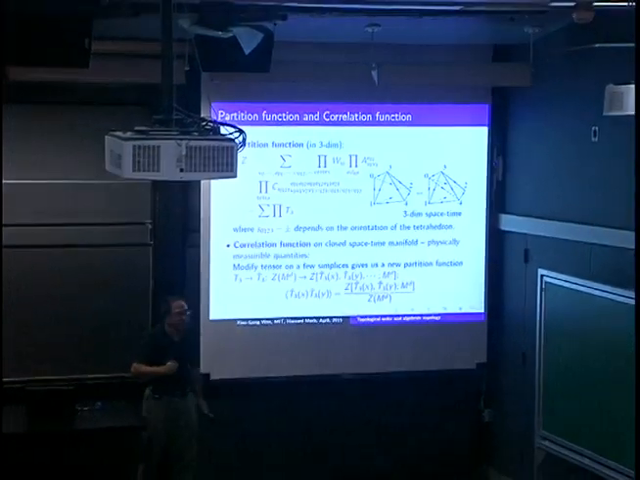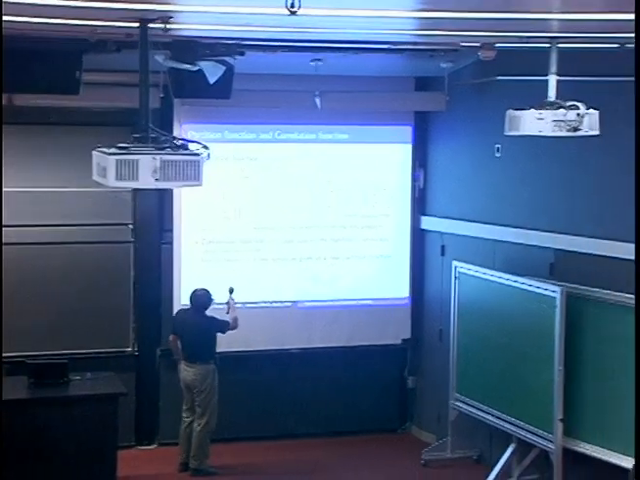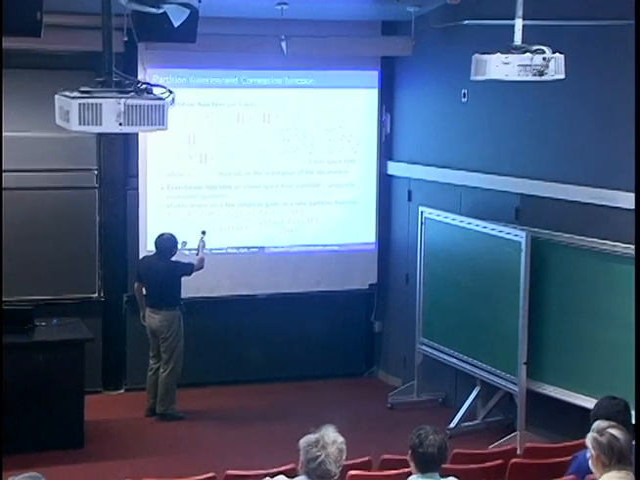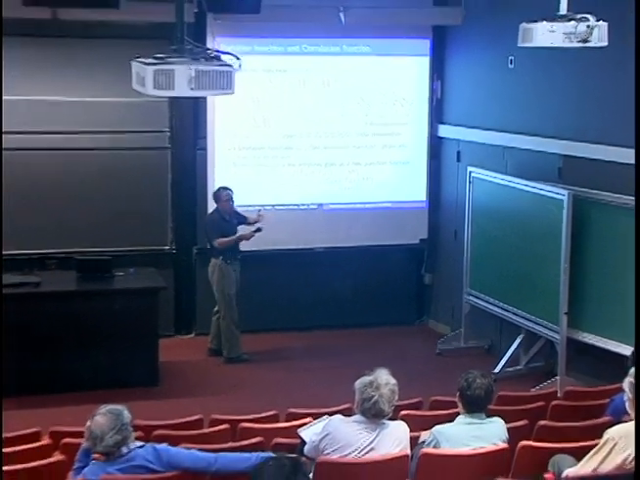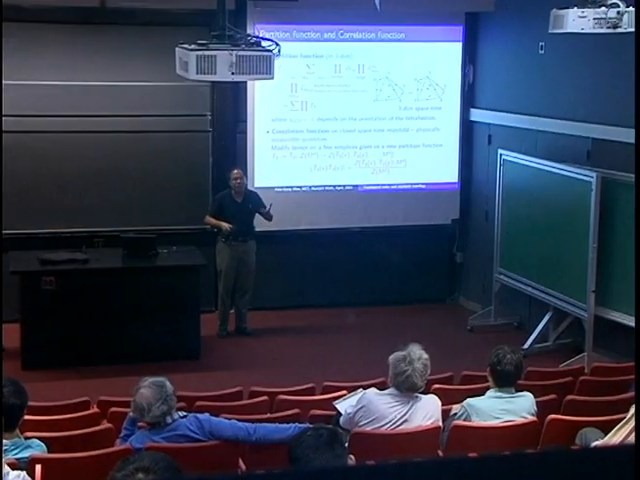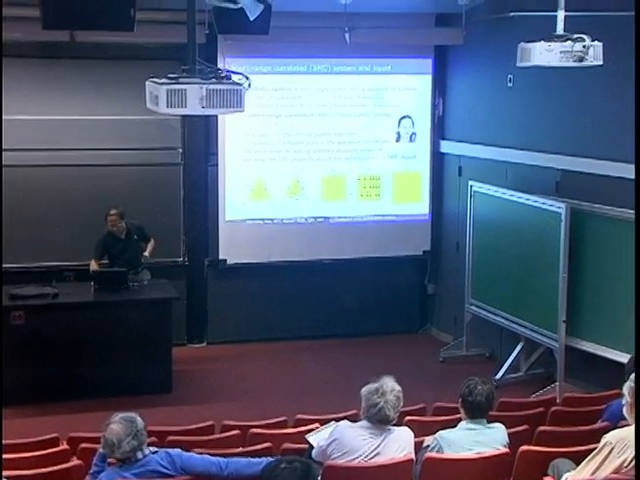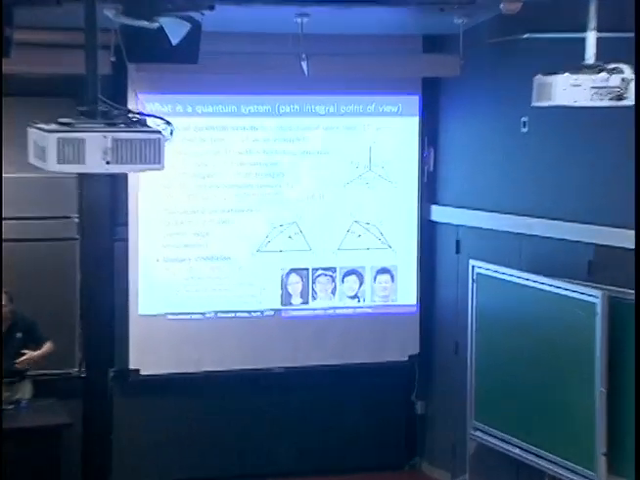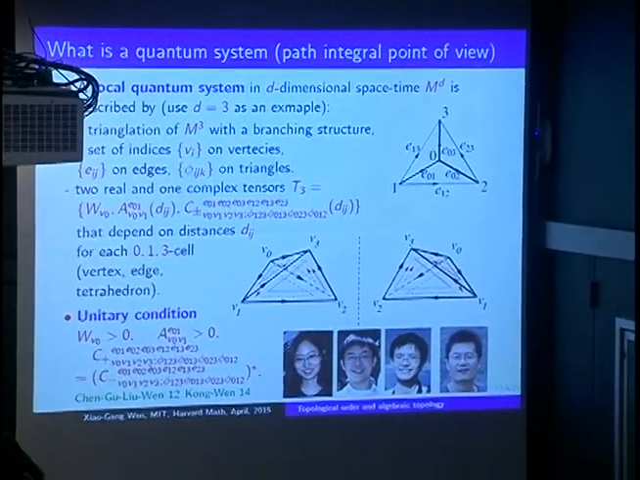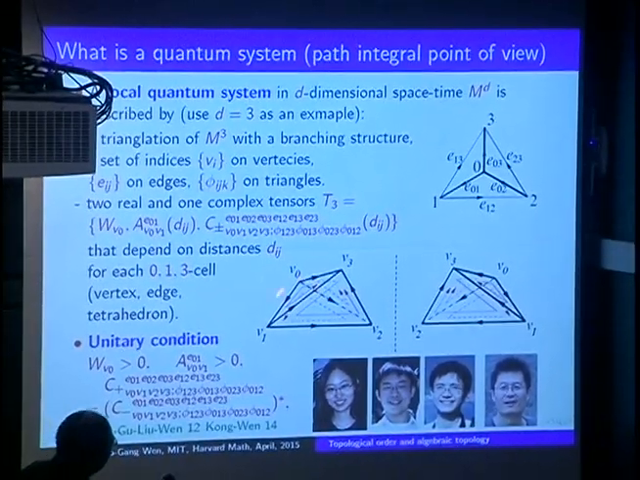However, there is a little bit of subtlety here: a tensor, like this tensor, has indices, and the indices have order. You know, this is 0, 1, 2, 3. If you're using a purely geometrical picture, it's hard to order the indices. So we have to find a way to order all the indices. So this is where another structure comes in, the so-called branching structure. So it's not simply a triangulation. It's a triangulation with a branching structure. So that's what this arrow means.